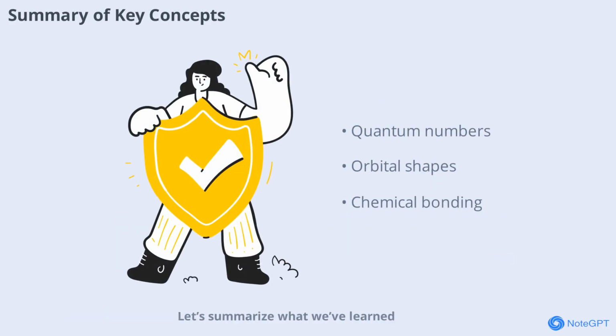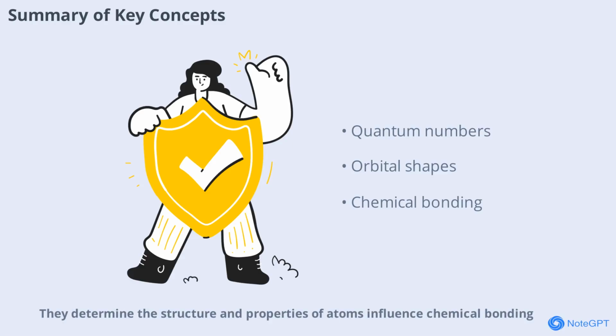Let's summarize what we've learned. Atomic orbitals are regions where electrons are likely to be found, defined by quantum numbers and shaped by wave functions. They determine the structure and properties of atoms, influence chemical bonding, and are central to many scientific fields. Mastering these concepts opens the door to understanding the microscopic world.